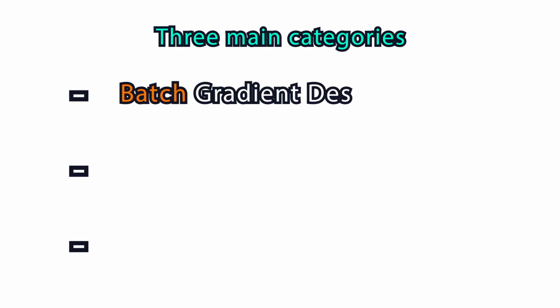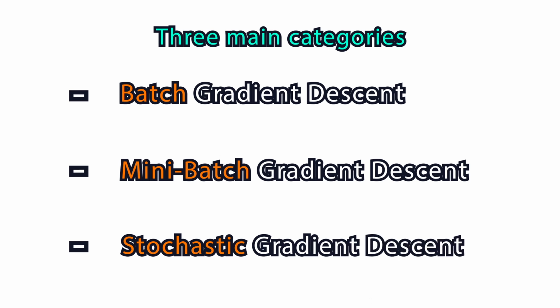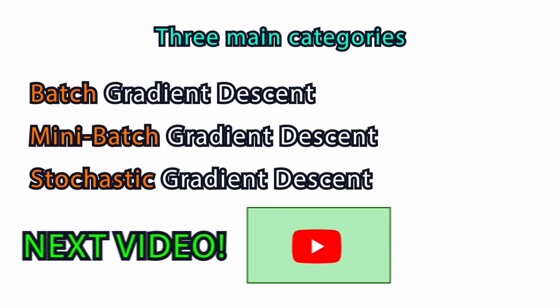There are three main types of gradient descent: batch gradient descent, mini-batch gradient descent, and stochastic gradient descent. We will refer to those separately in the upcoming video, so stay tuned.